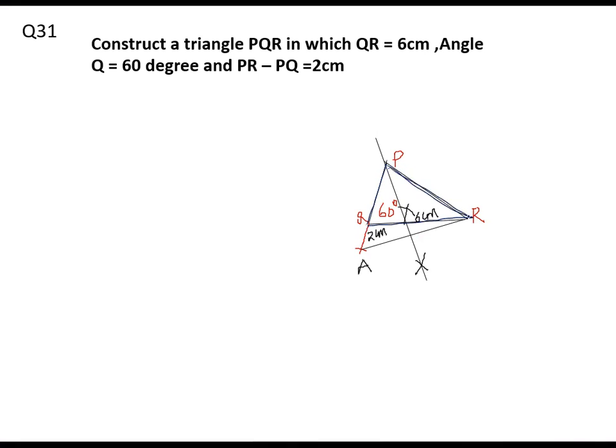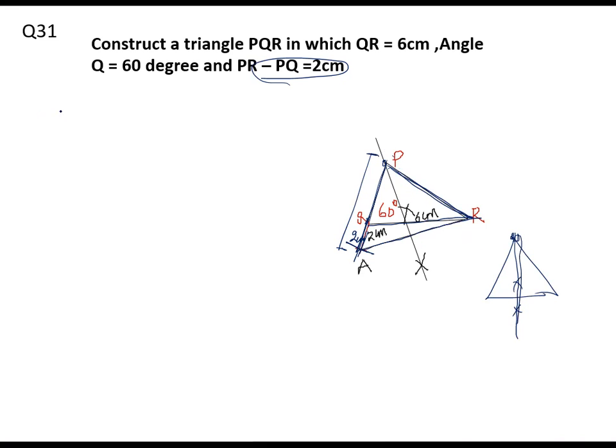So when PR is greater, PQ is smaller, then I'm producing this QA so that PR is the same as PA. And how much is this difference? It is 2 centimeter. Then only PR is equal to PA. When PR is equal to PA, the perpendicular bisector of AR will go through P, because this is the property of an isosceles triangle: if two sides are equal, the perpendicular bisector meets the vertex.